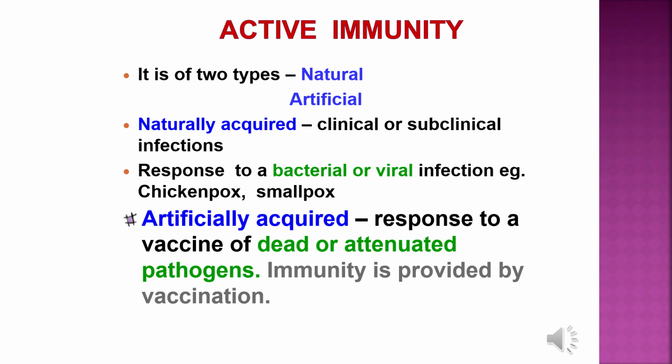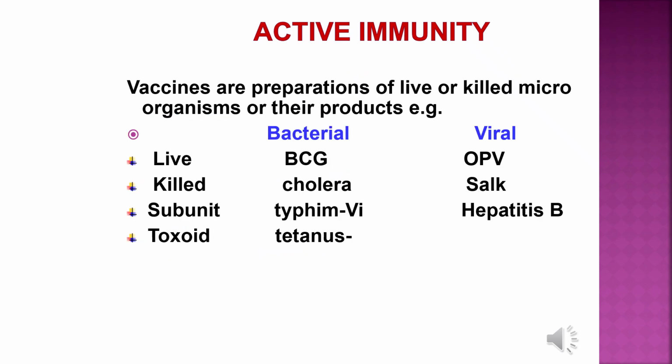Then naturally acquired active immunity is through clinical or subclinical infections. We already saw the response to a bacterial or viral infection. Examples: chickenpox, smallpox. Artificially acquired active immunity is the response to a vaccine of dead or attenuated pathogens. Immunity is provided by vaccination. Now we'll see a few vaccines.